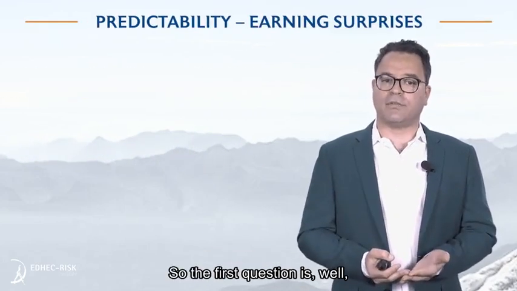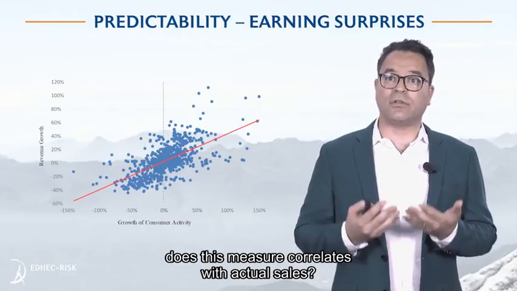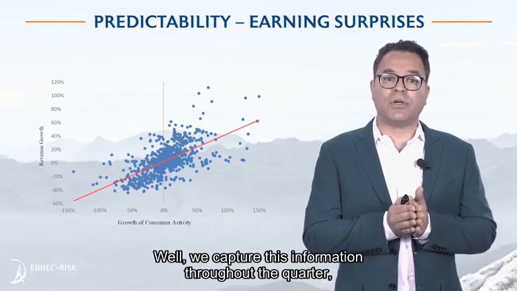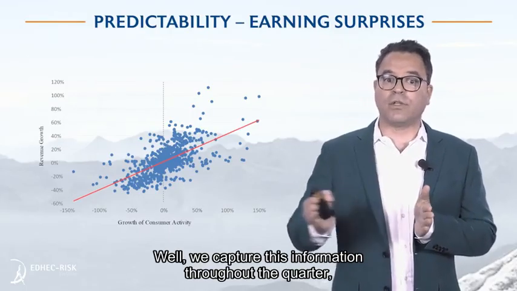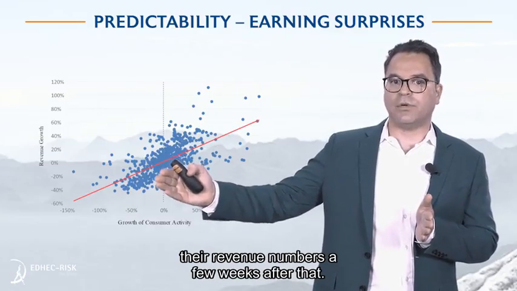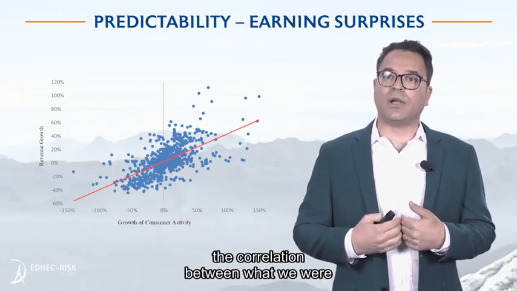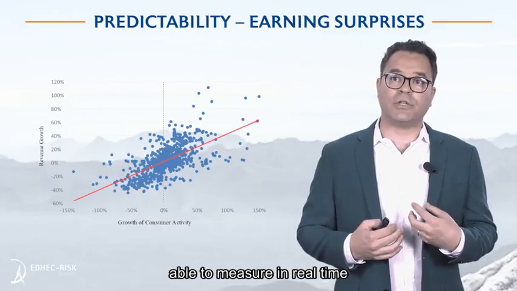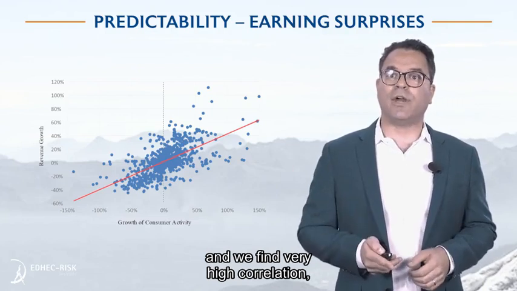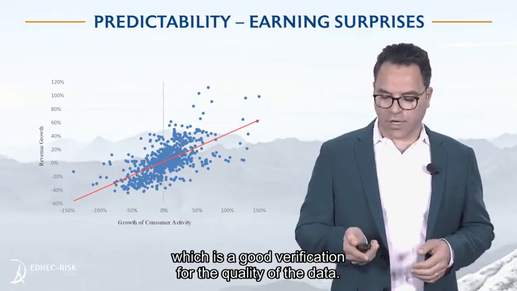So the first question is, does this measure correlate with actual sales? That's what it intends to capture. We capture this information throughout the quarter, and then we wait for the company to actually release their revenue numbers a few weeks after that. In hindsight, we look at the correlation between what we were able to measure in real time and what the company actually released, and we find very high correlation, which is a good verification for the quality of the data.